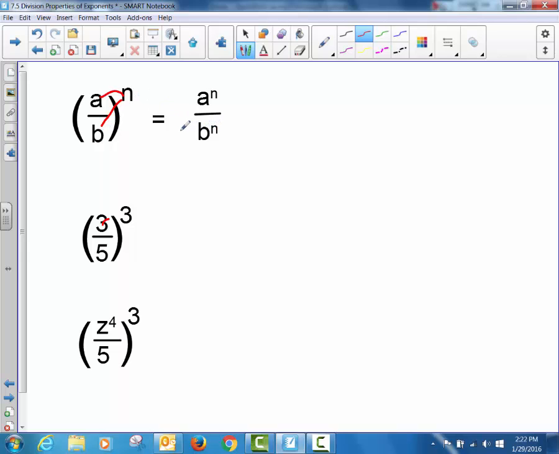Okay? So when we look at this one, the exponent 3 goes with this 3, and it goes with this 5. So that gives us 3 to the 3rd over 5 to the 3rd. And when we simplify that, we get 27 over 125. Alright, pause the video and then try this one and then come back to me, okay?